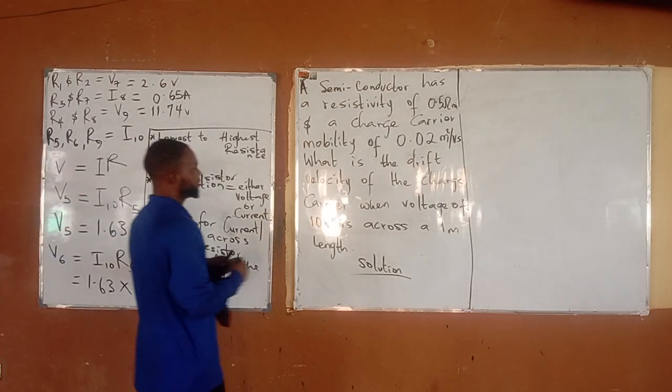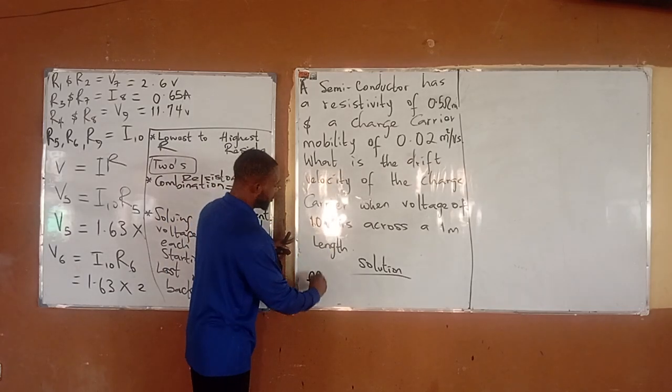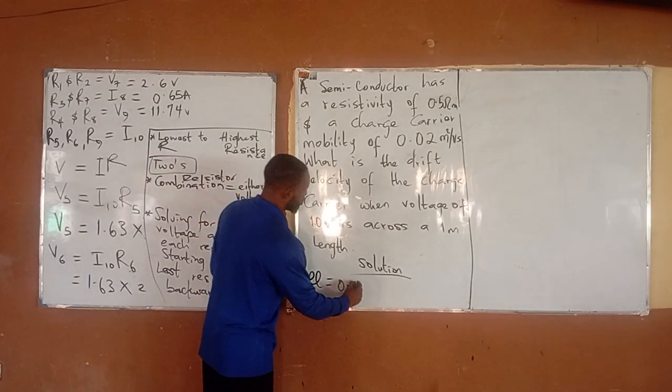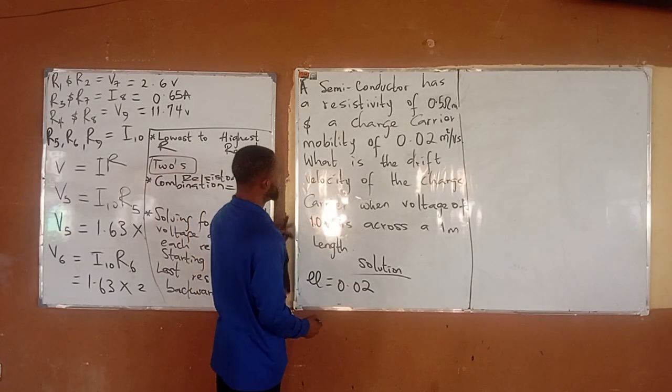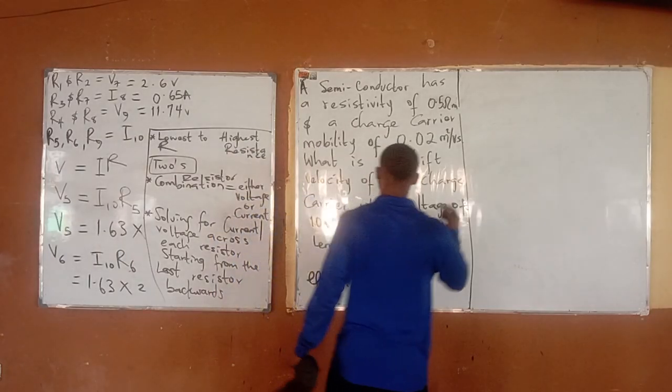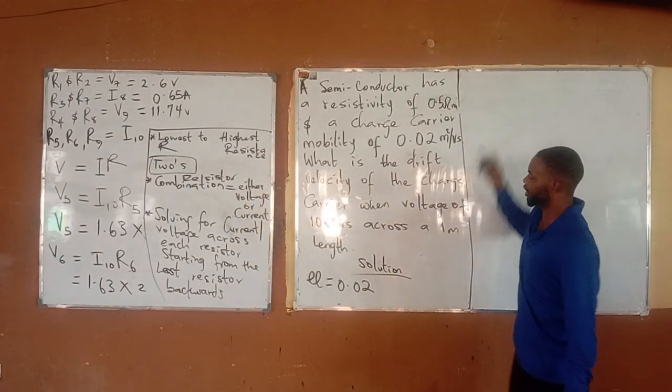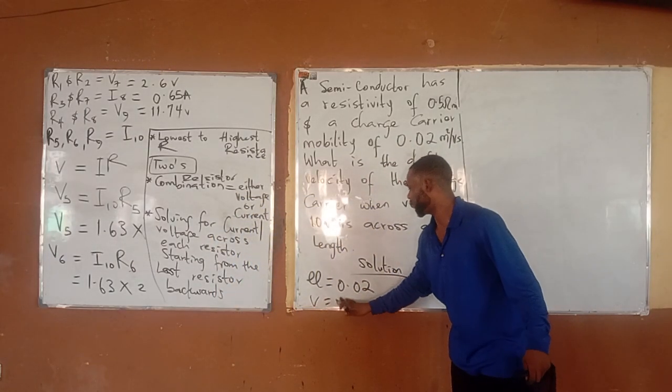So we simply say the mobility mu is equal to 0.02. Then he gave me a voltage of 10 volts.